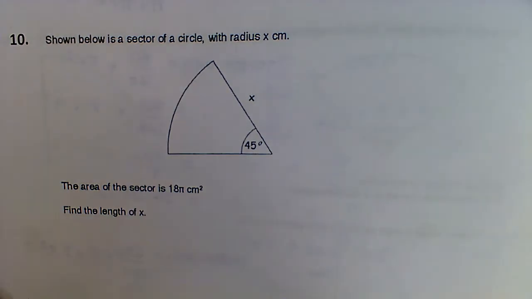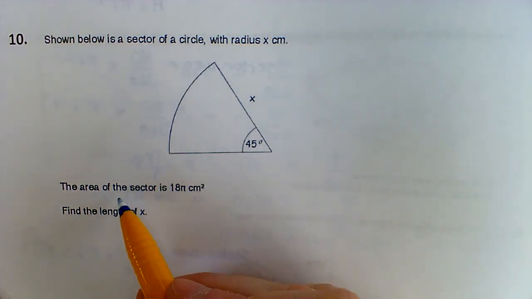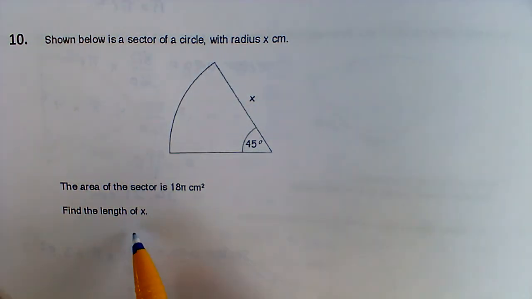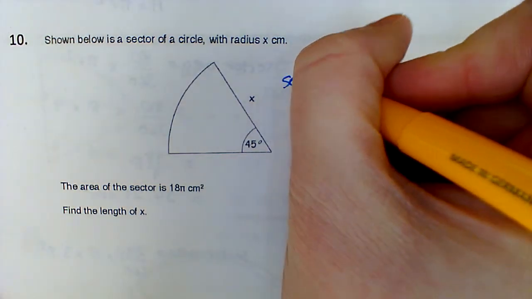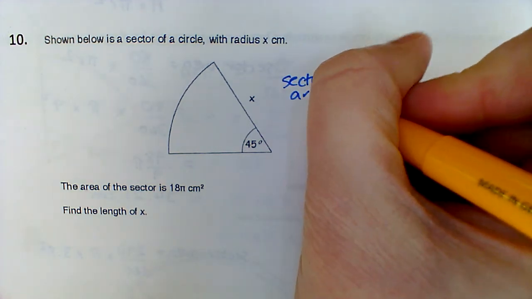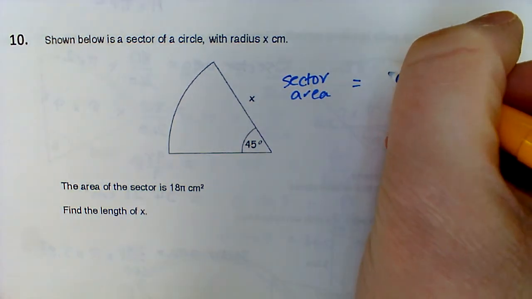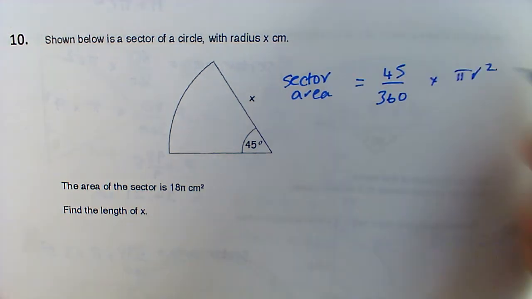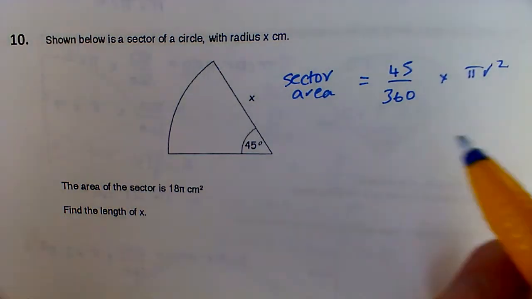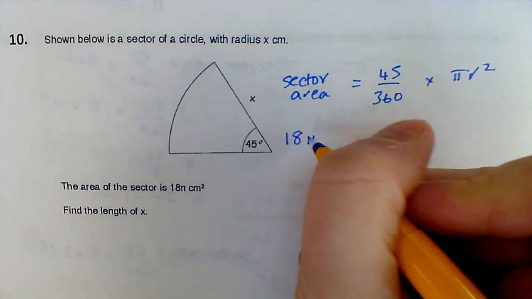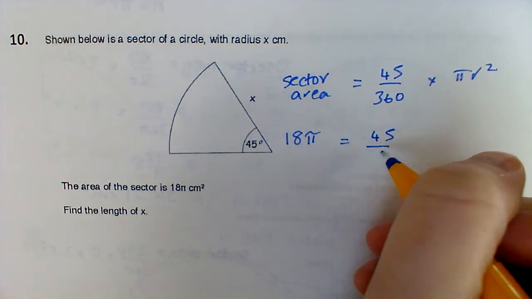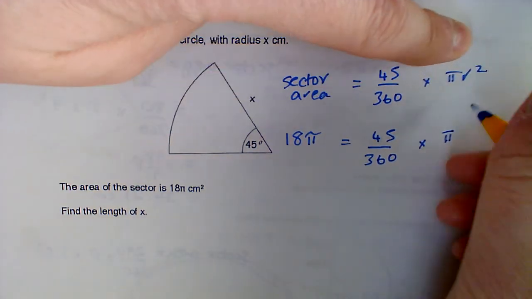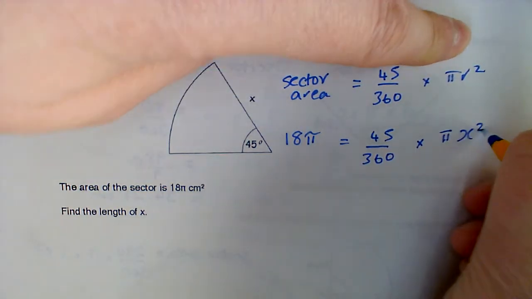Okay, now the same as with arc length, you can get slightly harder questions then. So shown below is the sector of a circle with radius x, and it gives you the area of the sector is 18 pi centimetres squared, and we want to find the length of x. So think about what our formula is. Our sector area equals our fraction, so that's 45 over 360 by the area of a circle. So put in what we know. We know that this is 18 pi. And our radius is x.